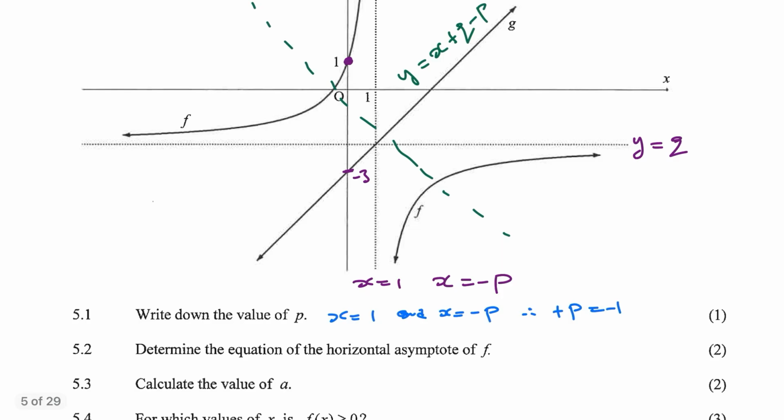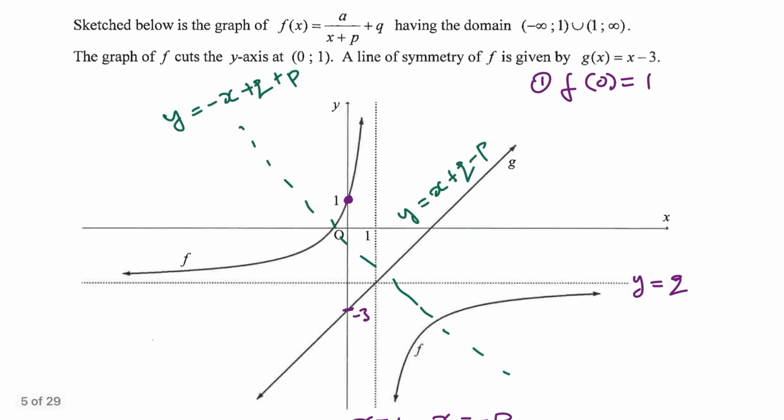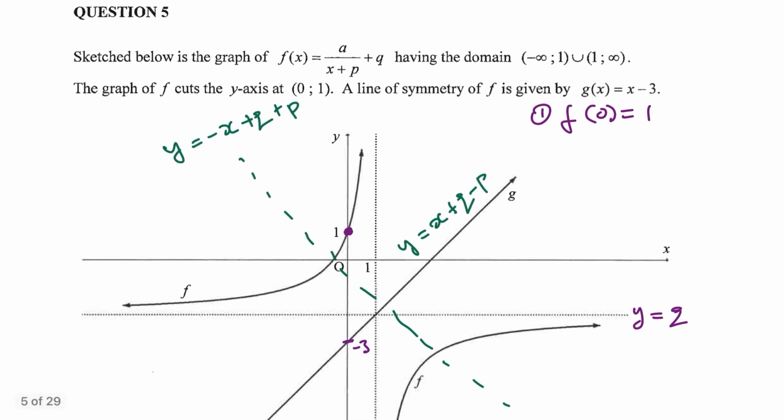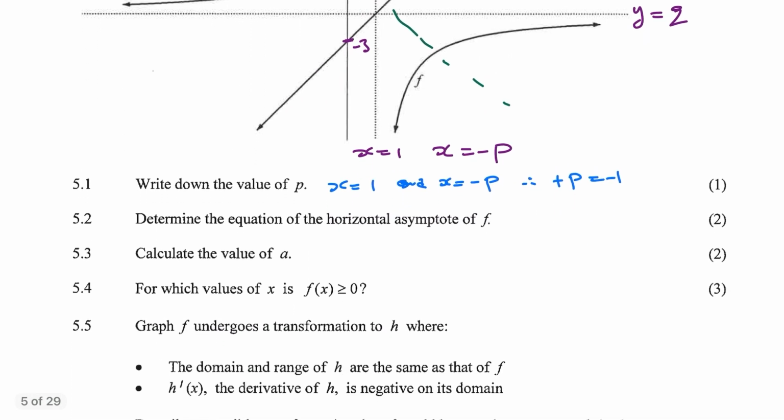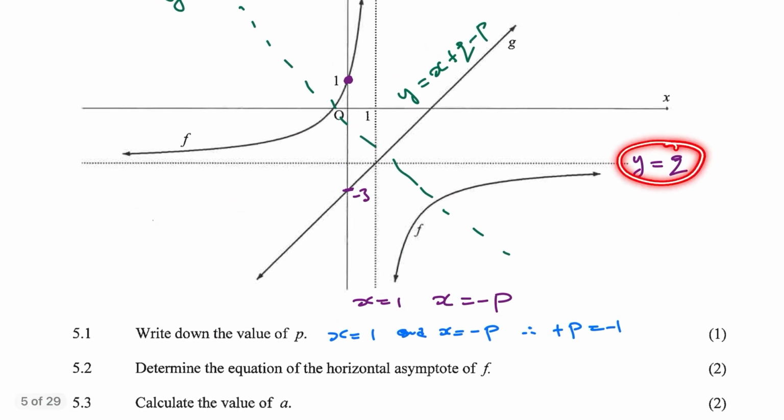Determine the equation of the horizontal asymptote. But you see, just before you answer your question, it is better to analyze whatever you're given, write it down, and figure out what you know and what you don't know before you jump to answering questions. Because if you've already figured out what's going on, it's easy to answer the questions. So for example here, determine the equation of the horizontal asymptote of f. Think about this. The horizontal asymptote is y is equal to q.